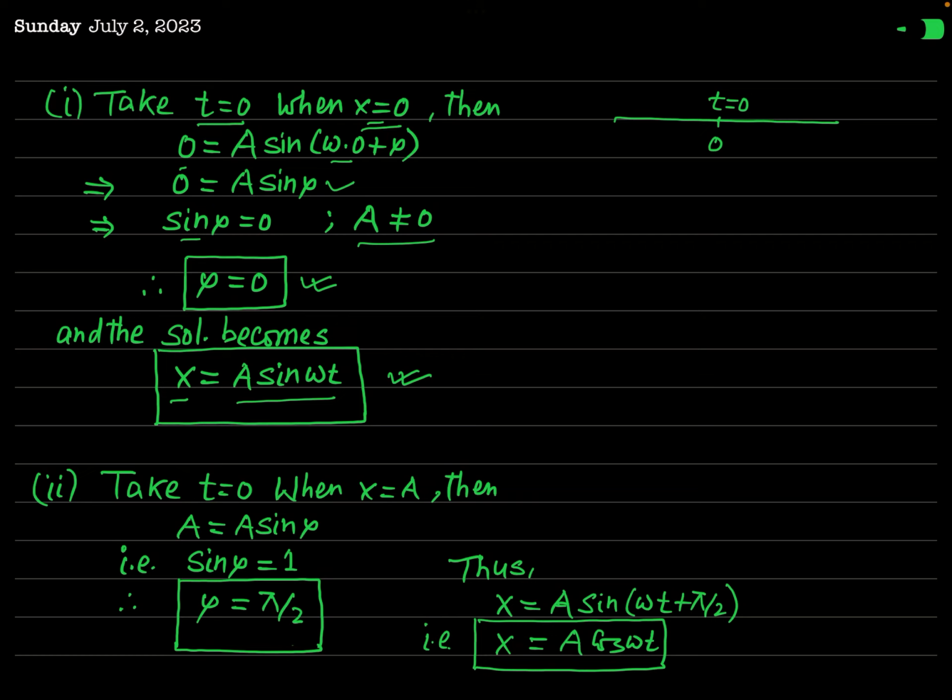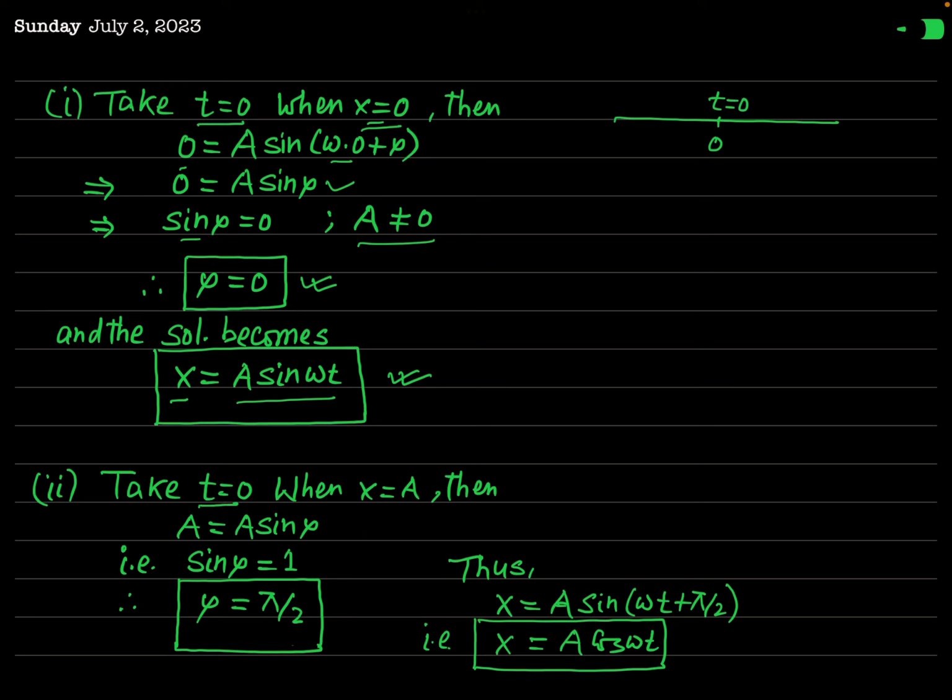Actually, this result is most of the time used to represent a simple harmonic motion. You know, the solution of the equation of SHM is also called the equation of motion of SHM. You can say that x equal to a sine omega t is the equation of motion of SHM, or this equation represents the SHM. Okay, now let us take another example.